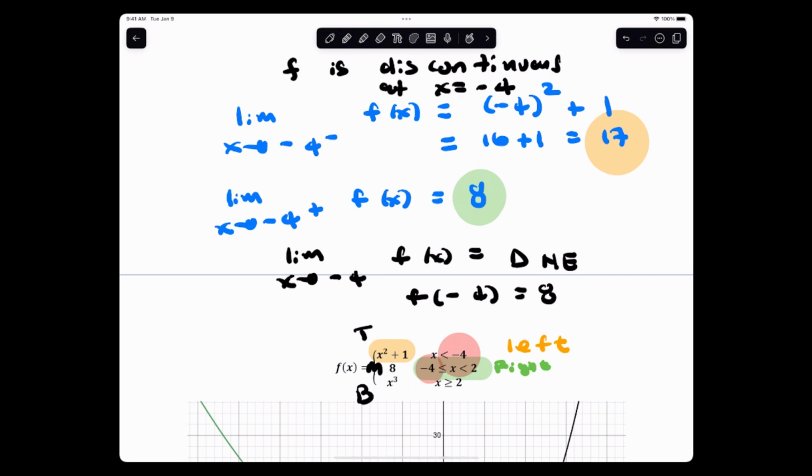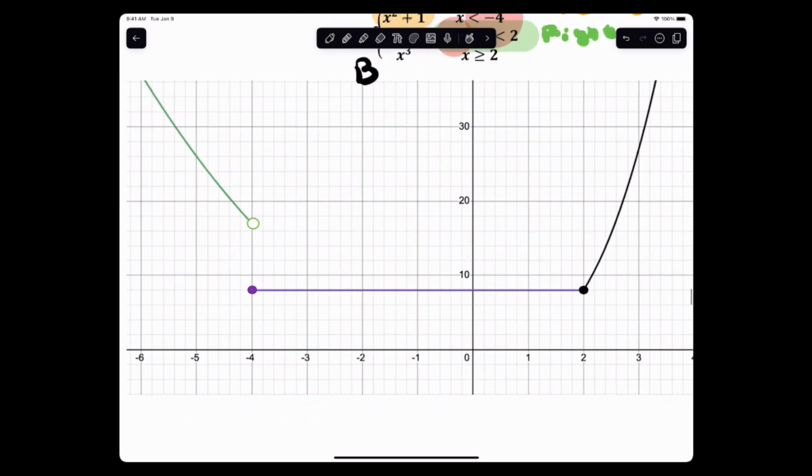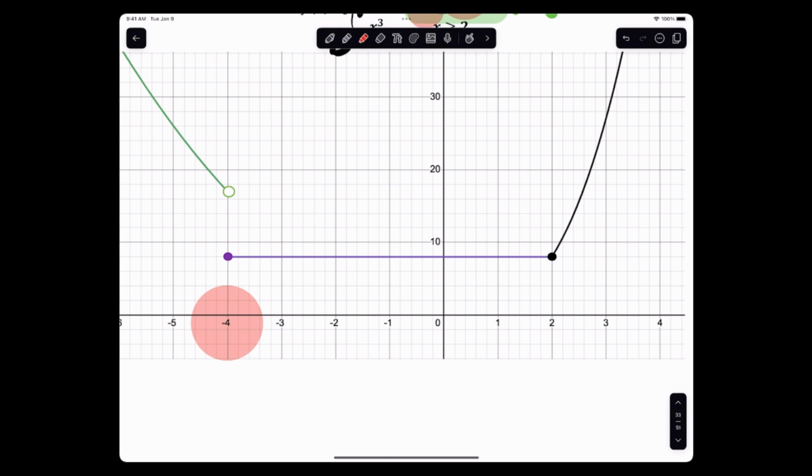At x equals -4, the limit does not equal the value of the function. D and E is not 8. Notice the graph. -4 is down here. Notice again, as you're approaching from the left, I guess that was 17. As you approach from the right, well, that's constant. I guess that was 8.